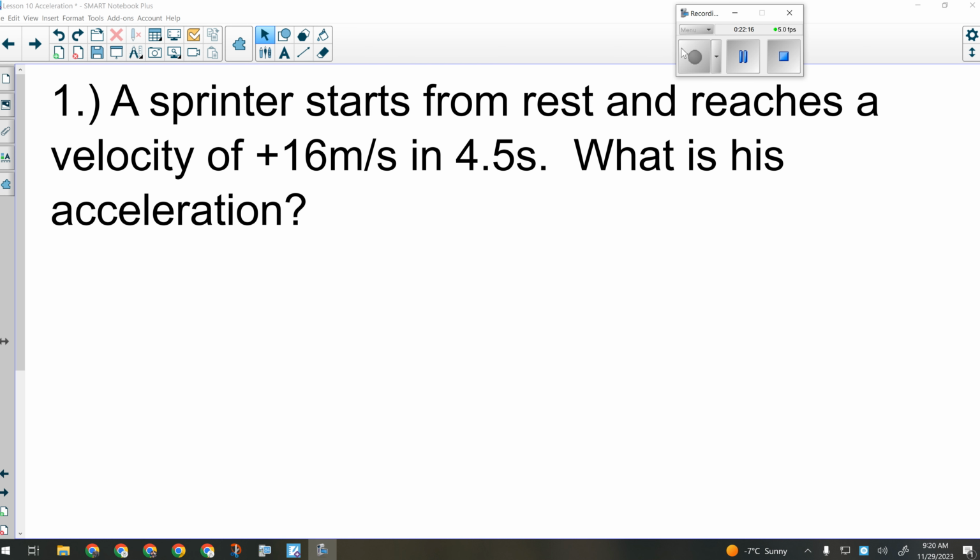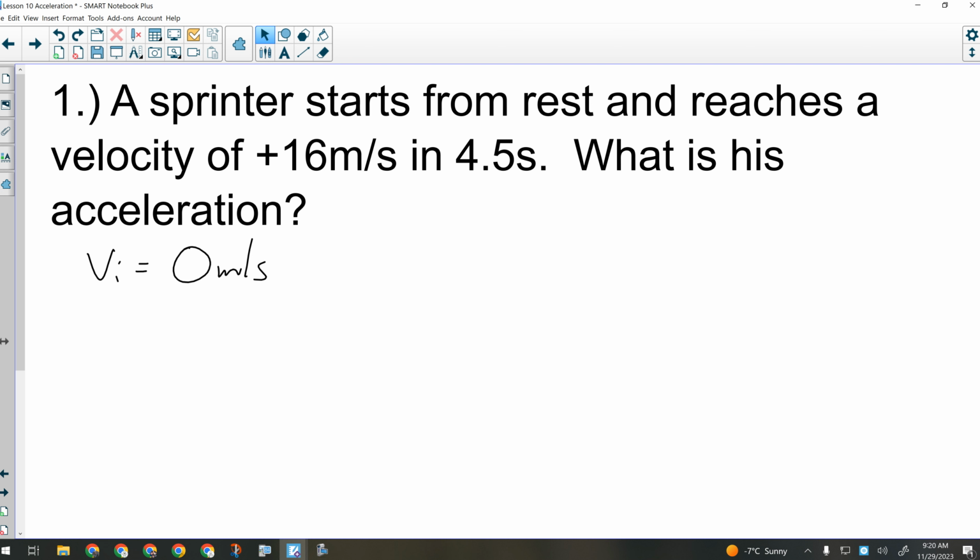Okay, so a question like this would probably be worth 3 or 4 marks, because you don't have to manipulate here. You get 1 mark for your givens. We know in this question the initial velocity is 0 meters per second. How do I know that? Starts from rest. Reaches a velocity of positive 16 meters per second. What do they give me there? Final velocity. In 4.5 seconds, so that would be time.